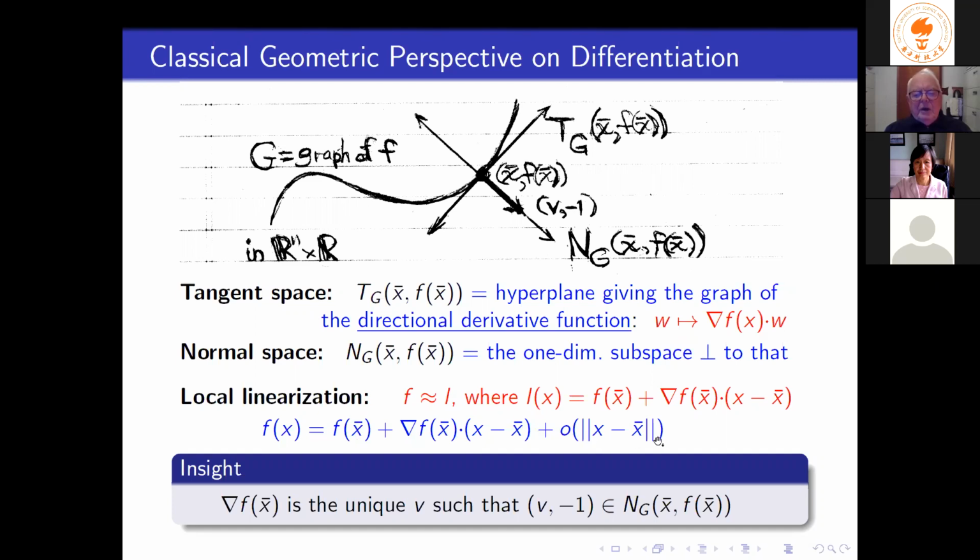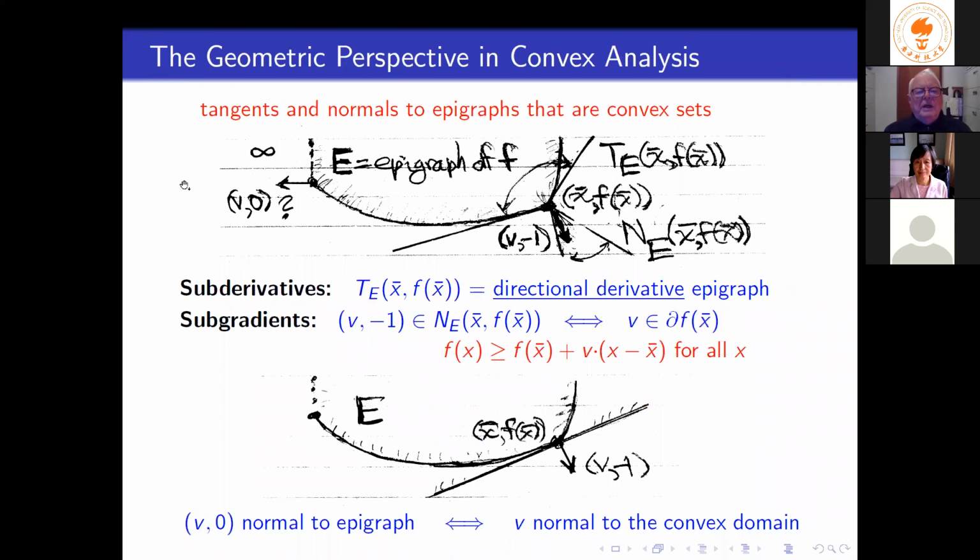Here I put double bars. I've been trying in general to be consistent, and when I use the Euclidean norm, I put single bars instead of double bars. So anyway, from this geometry we can recover the gradient of the function as the unique vector v for which v and -1 paired together belongs to this normal cone to the graph. That's a geometric insight that will carry us a long way, because this propagates into the next case where we're looking at convex analysis.